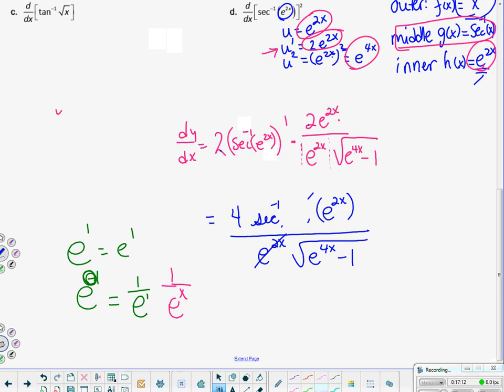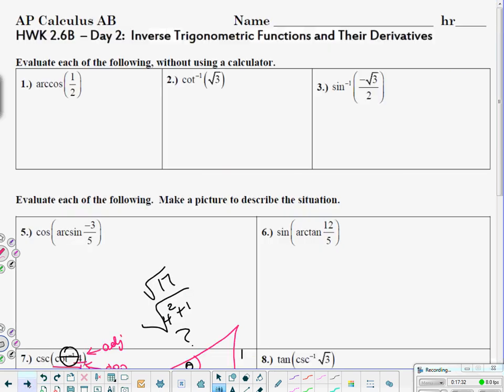Oh, so sorry. I just noticed I grabbed the wrong e to the 2x there. It's this e to the 2x going with this e to the 2x. Secant needs that 2e to the 2x inside it. So this is gone as well as this. And there's our answer. All right, hopefully that's kind of enough that you can get a little bit better taste of inverse trig derivatives.